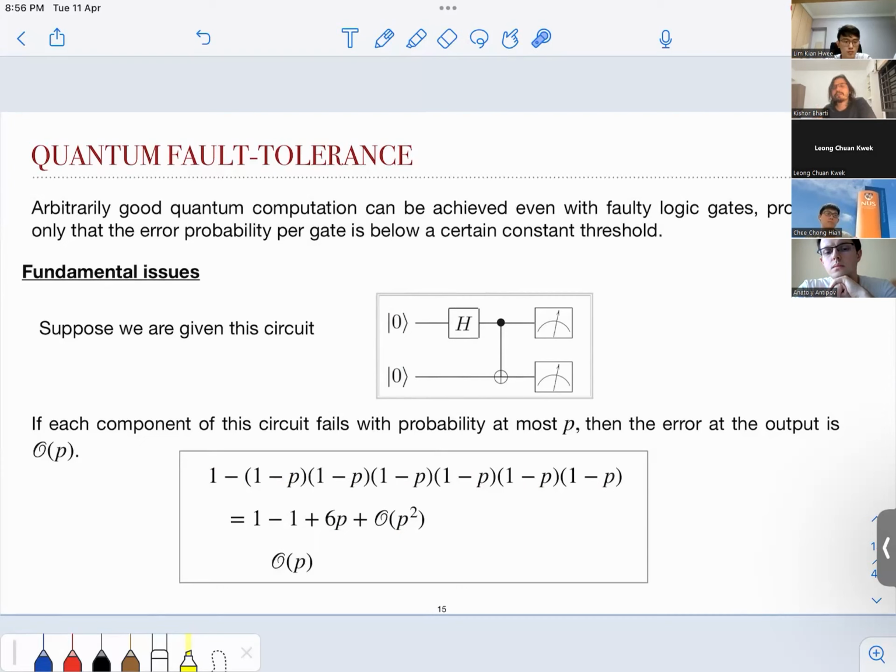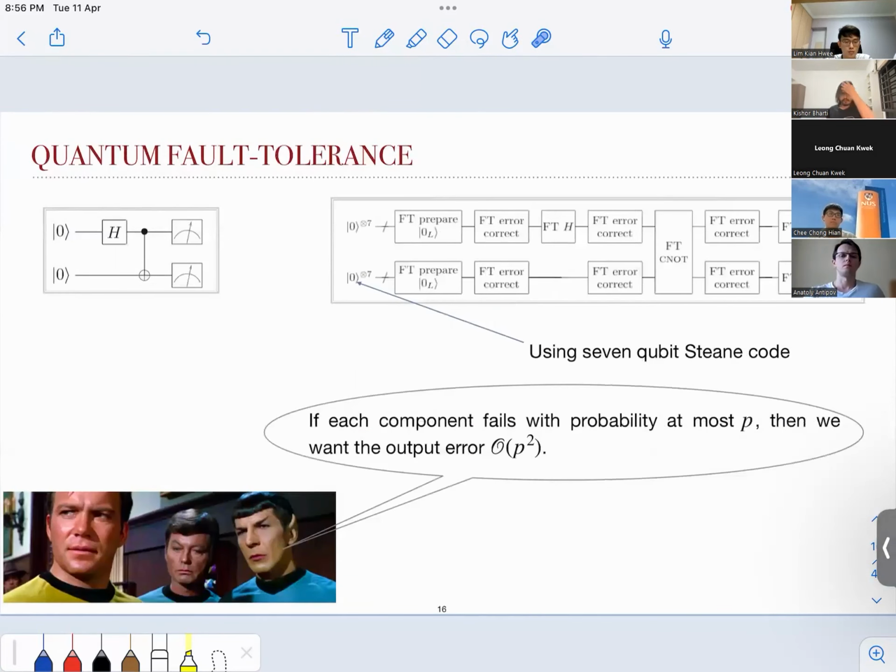Why? Because P is less than 1, so P squared will be less than P. So you see that if every component fails with probability at most P, then the output has error of order P. The question is, can you reduce P to P squared? Because when you get P squared, life is good, since you have found a procedure using which you can go from P squared to P to the 4, P to the 8, P to the 16, and so on. This is a fault tolerant implementation of the circuit.